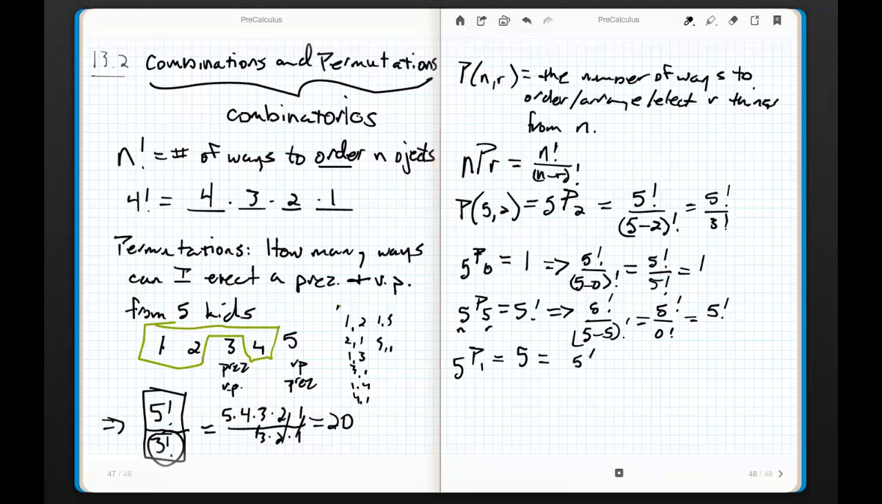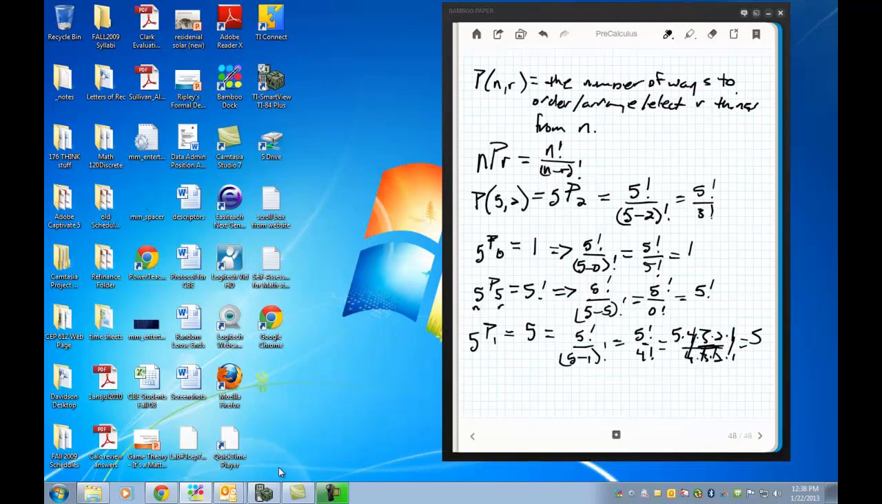Well, 5 factorial divided by 5 minus 1 factorial is 5 factorial divided by 4 factorial. And this is 5 times 4 times 3 times 2 times 1 divided by 4 times 3 times 2 times 1. All these guys go away, and voila. Isn't that nice? Okay, real quick, let's play with our calculator here just a sec.